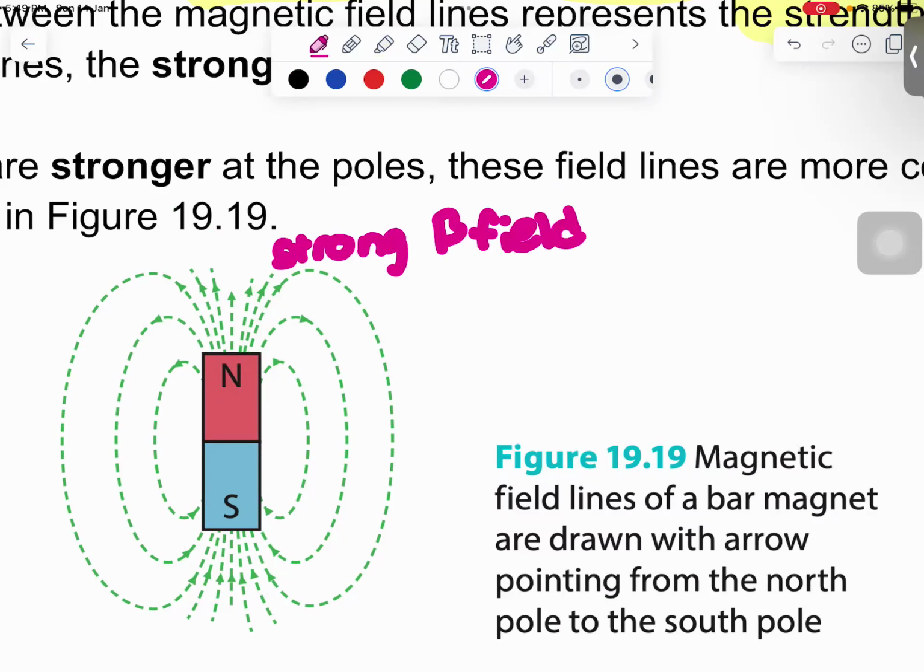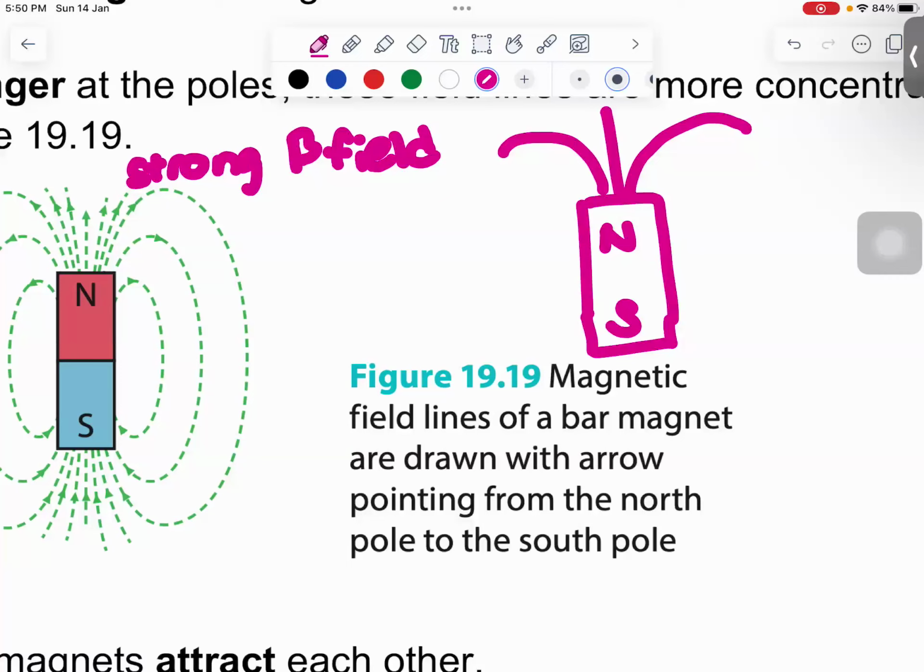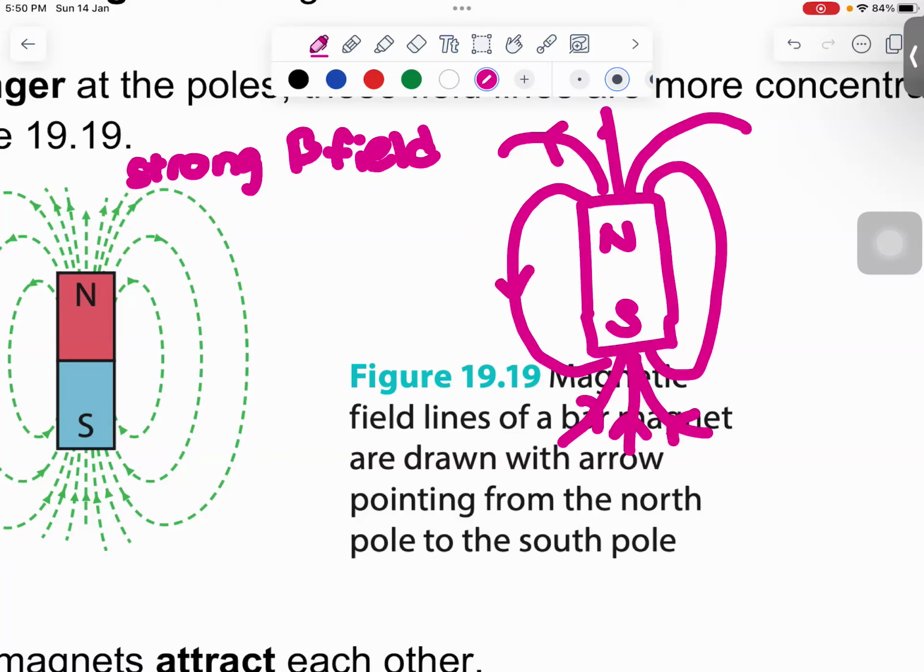But if it's something like this, where the field lines are very far apart and spaced, it's sort of a weaker field as compared to this. Magnetic field.